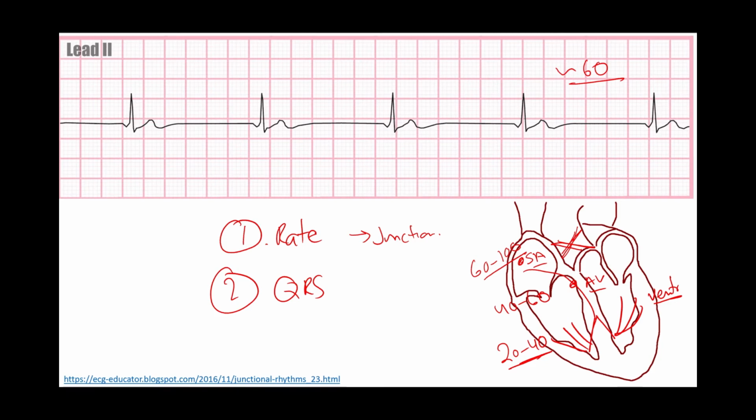Generally, a wide QRS complex is larger than 3 little boxes. In this case, it's less than 3 little boxes, and this is normal, or what we would call a narrow QRS complex. This also points us to a junctional rhythm. So why is a narrow QRS complex consistent with a junctional rhythm as opposed to a ventricular rhythm?